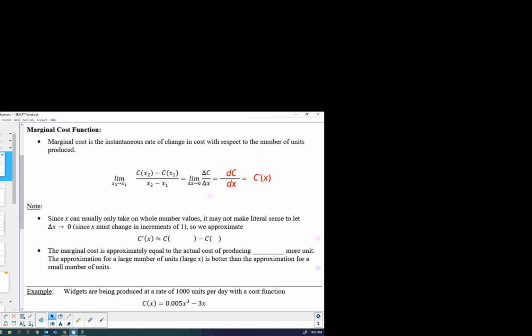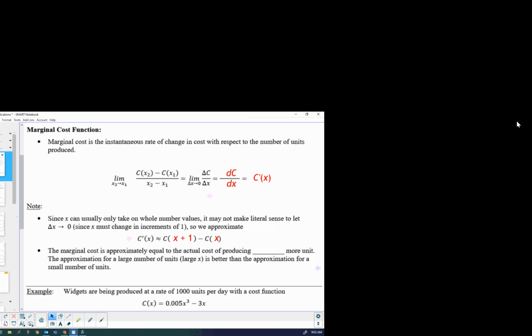So we use it to approximate the change in cost between x units and x plus 1 unit. So in other words, it's going to approximate what would it cost to produce one more unit if I'm already making 100. So suppose I was making 100, what would the 101st unit cost? That's what my marginal cost will approximate for me.